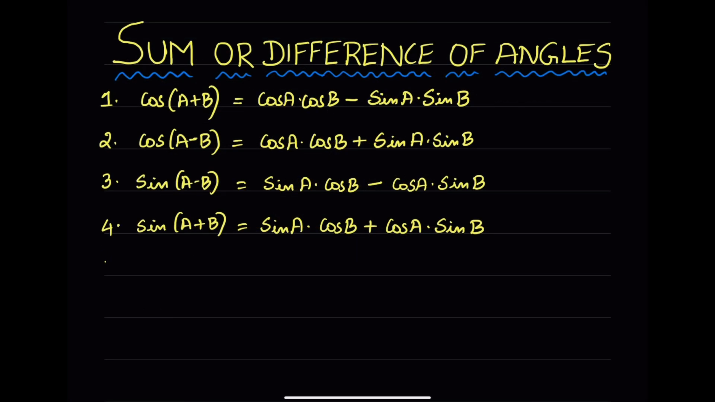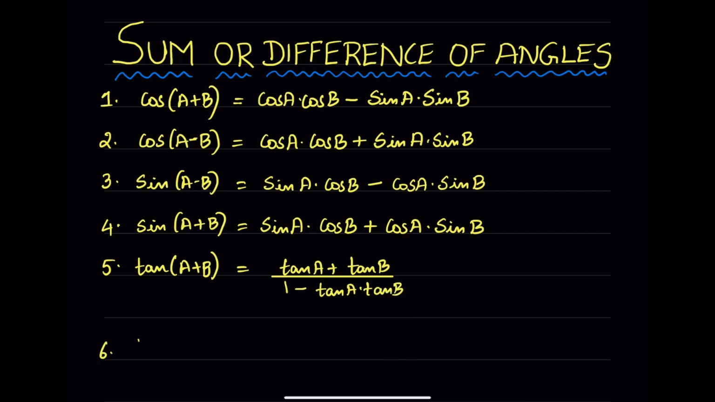So now we are going to update the formula sheet with the sum and difference of tangent. So this is tan of A plus B is equal to tan A plus tan B divided by 1 minus tan A tan B. And the next one is the difference formula for tangent. Tan of A minus B is equal to tan A minus tan B divided by 1 plus tan A tan B.